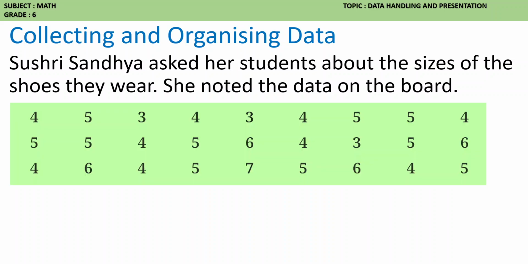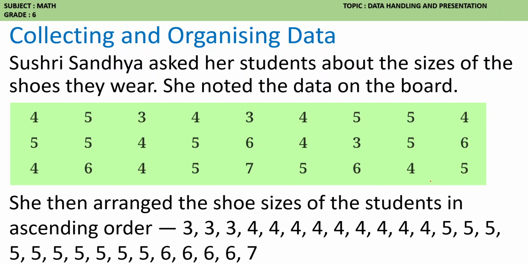The data is 4, 5, 3, 4, 3, 4, 5, 5, 4, 5, 5, 4, 5, 6, 4, 3, 5, 6, 4, 6, 4, 5, 7, 5, 6, 4, 5. She then arranged the shoe sizes of the students in ascending order.